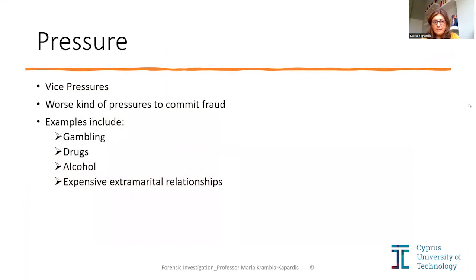Now, there are a number of vices. These are the worst kind of pressures to commit fraud. They are gambling. People may be stealing from their employer, thinking that they will go and gamble, and tomorrow morning, because they will win, they will put the money back. But they never win, in playing cards or at the casino. And of course, because they haven't won, the next day they will steal some more, go and gamble, and come back and steal some more, and so on. Or drugs, or alcohol, or expensive extramarital affairs.